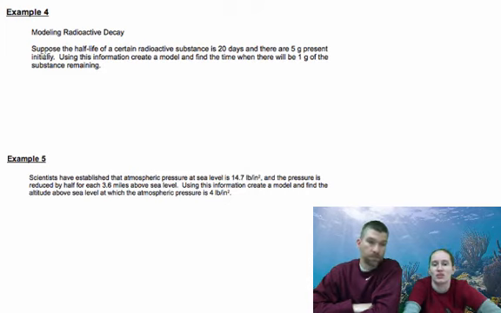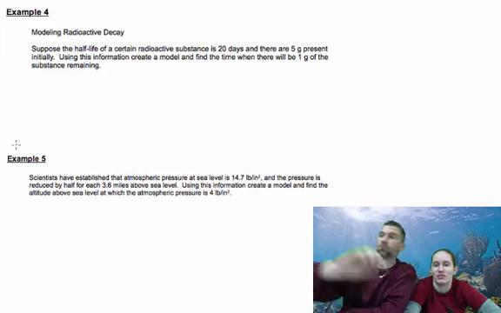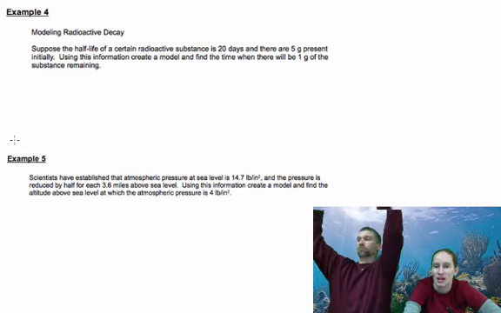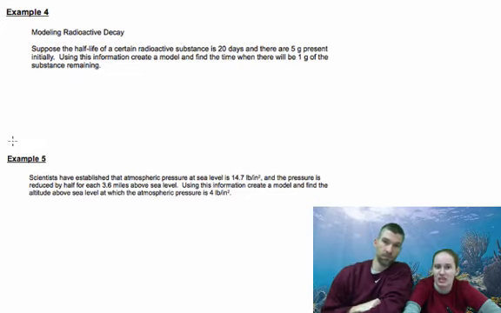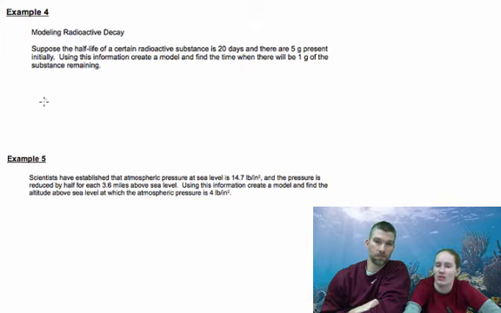Right. So this says, suppose the half-life of a certain radioactive substance is 20 days, and there are 5 grams present initially. Use this information to create a model and find the time when there will be 1 gram of the substance remaining. So again, we're not actually given a percentage rate necessarily, so we can stick with the simpler form of our exponential function. Right. So y equals a times b to the x. A is our initial amount, which is 5.